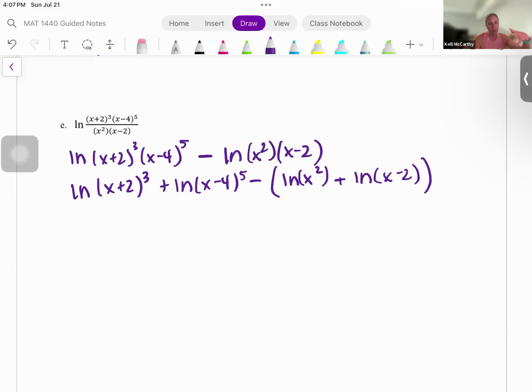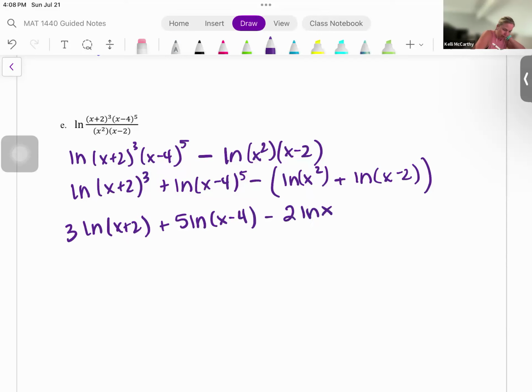And now we'll use the power rule and distribute to finish this up. We've got 3 times the natural log of (x plus 2) plus 5 times the natural log of (x minus 4) minus 2 times the natural log of x minus the natural log of (x minus 2).